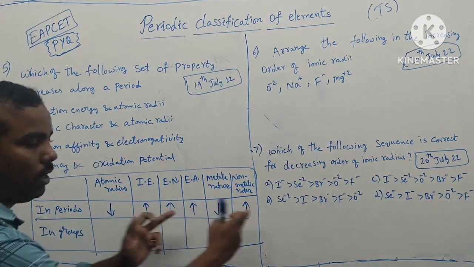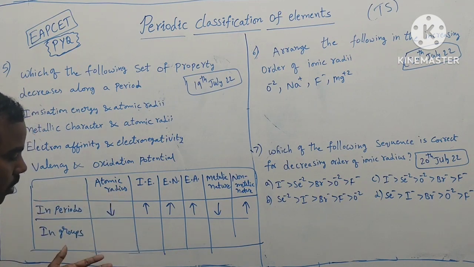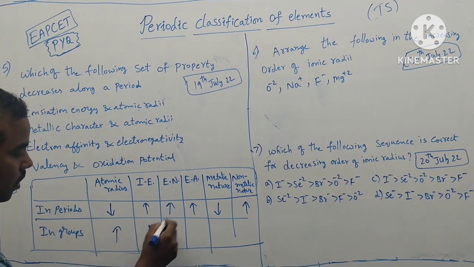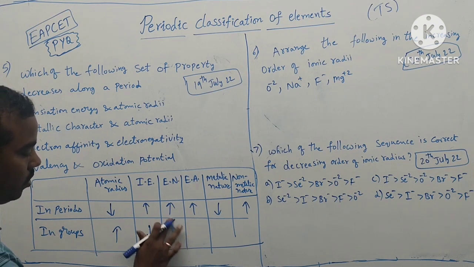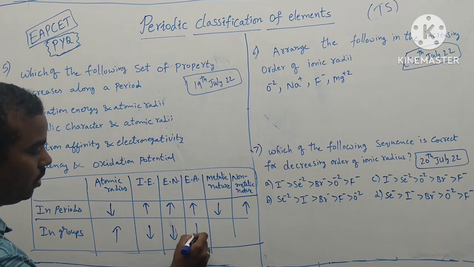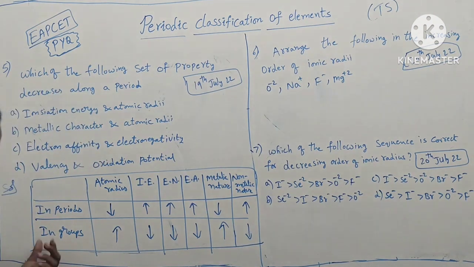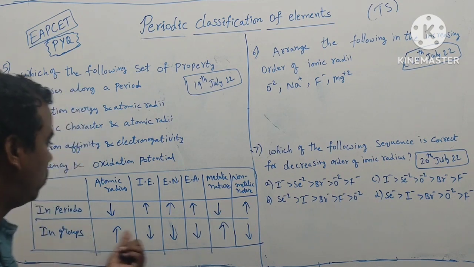If you learn it for periods, in groups it is the opposite. Where it decreases in periods, it increases in groups; where it increases, it decreases. In groups, top to bottom, atomic radius increases because the number of shells increases, like that.